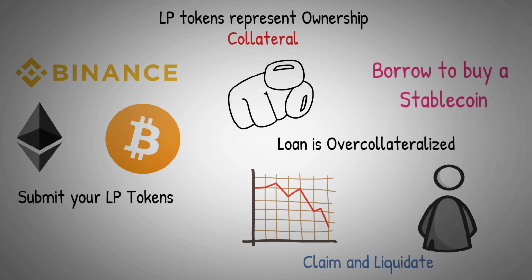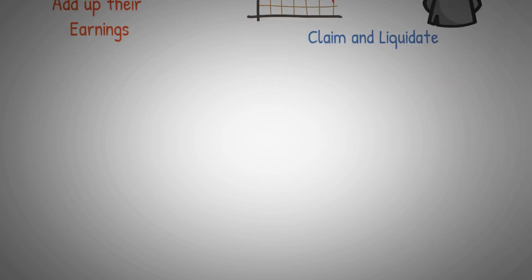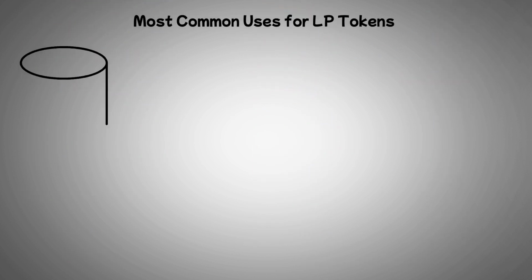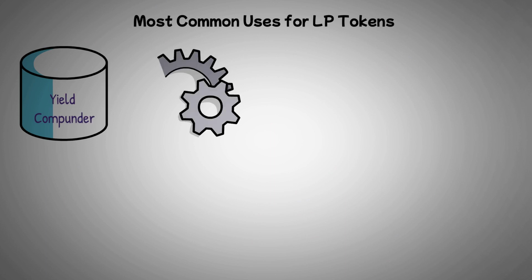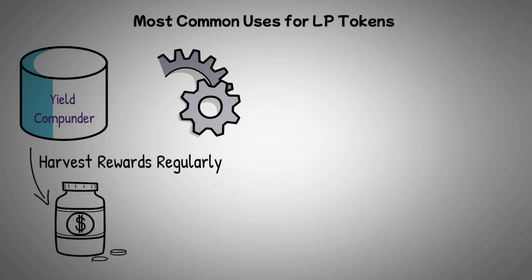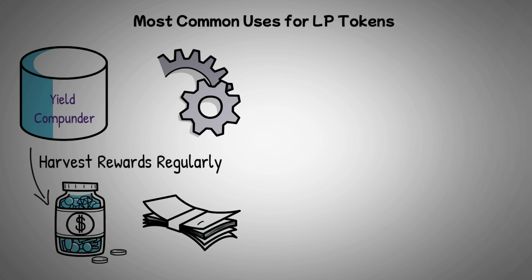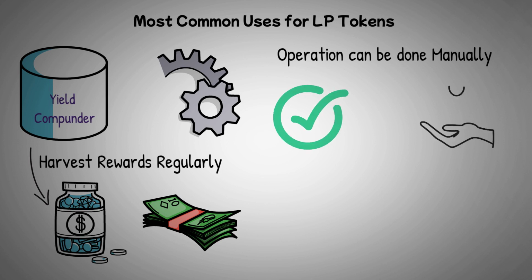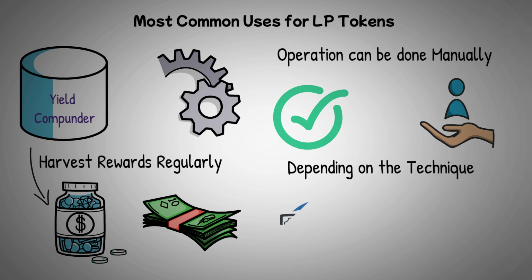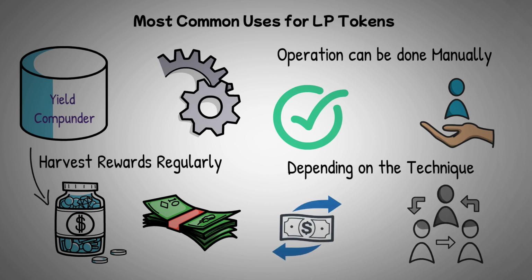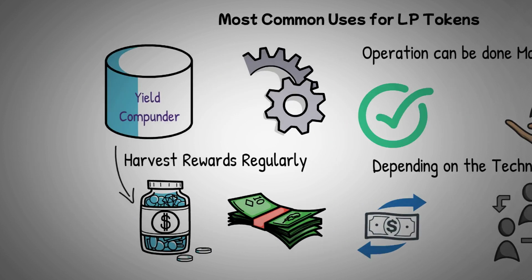Add up their earnings. One of the most common uses for your LP tokens is to place them in a yield compounder, sometimes known as a yield farm. These services will accept your LP tokens, harvest the rewards regularly, and purchase more of the token pair. The compounder will reinvest them into the liquidity pool, allowing you to compound your interest. While the operation can be done manually, a yield farm can compound more efficiently than human users in most circumstances. Depending on the technique, expensive transaction fees can be split among users, and compounding can occur several times per day.